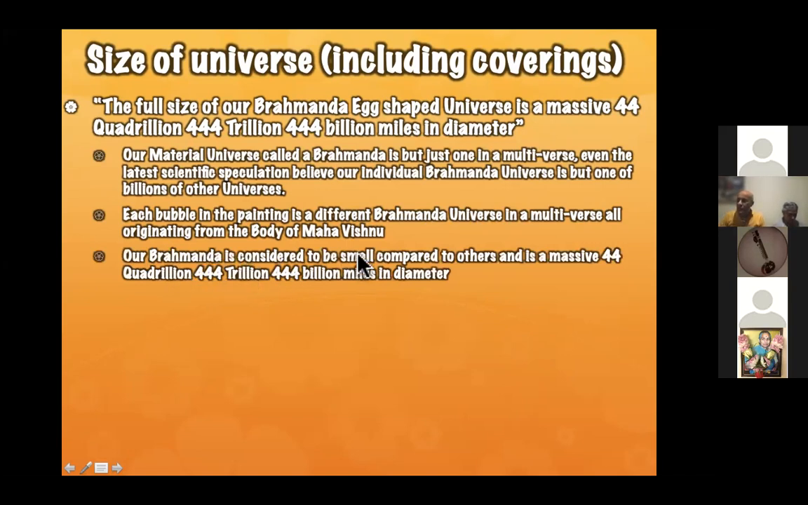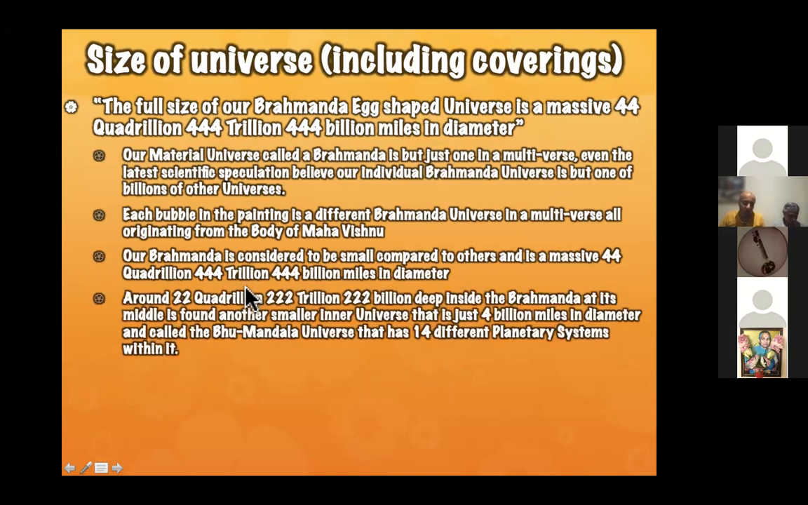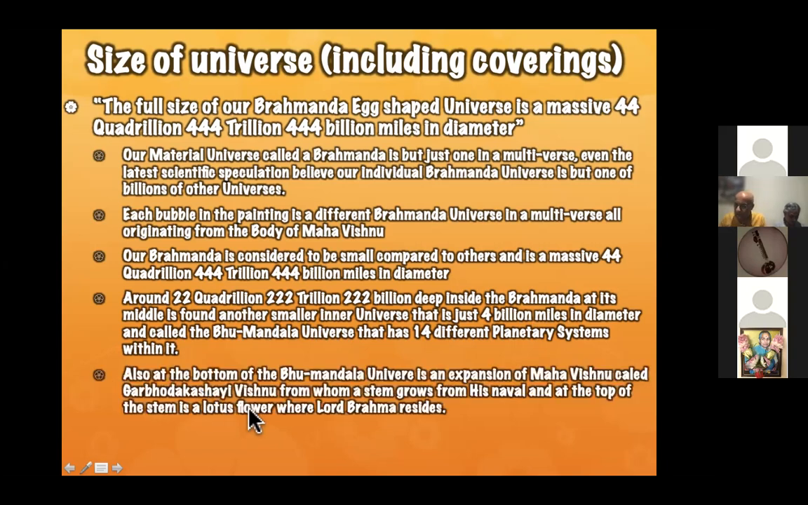Our Brahmanda is considered to be small compared to others, but still is a massive 44 quadrillion, 444 trillion, 444 billion miles in diameter. So it's pretty big. That includes all the coverings, and the coverings are huge. So around 22 quadrillion, 222 trillion, 222 billion miles deep. Inside the Brahmanda, at its middle is found another smaller inner universe that is just 4 billion miles. That's where we are. That's the inner part of the universe, excluding the coverings. So it's only 4 billion miles in diameter, and it's called Brahmanda universe. That has the 14 planetary systems within it. So that's what we've been discussing yesterday and the day before.